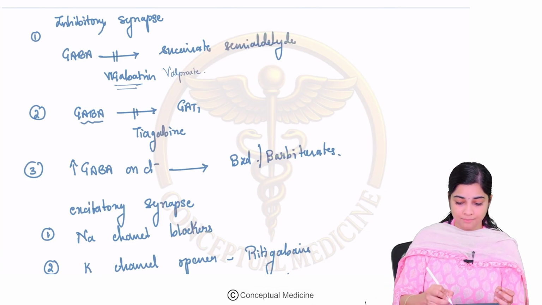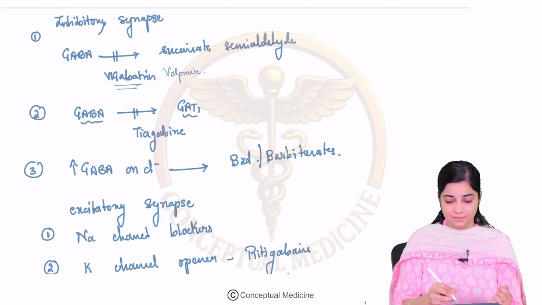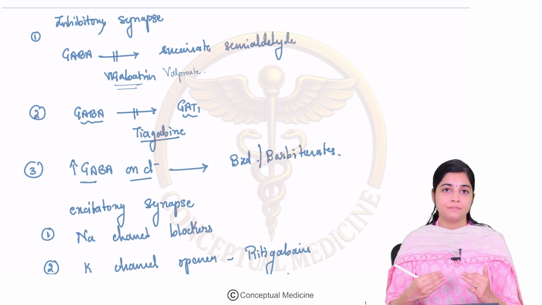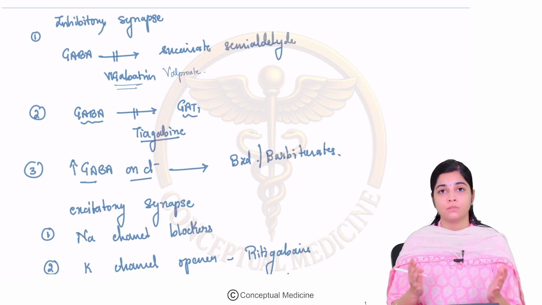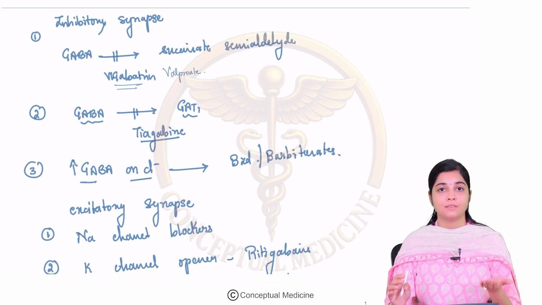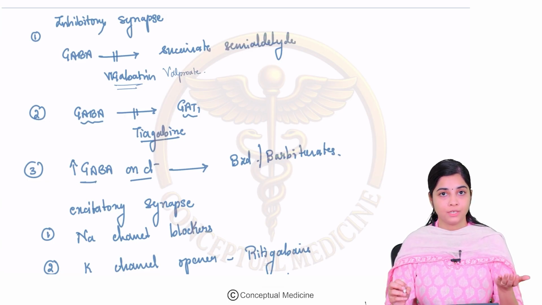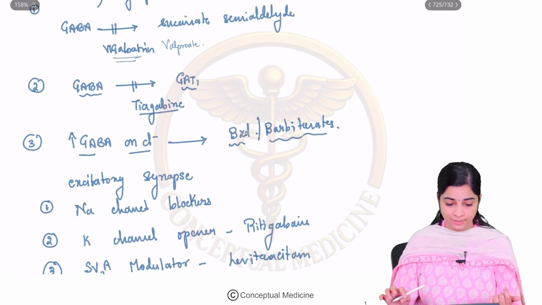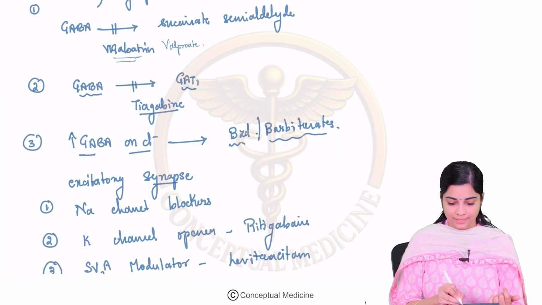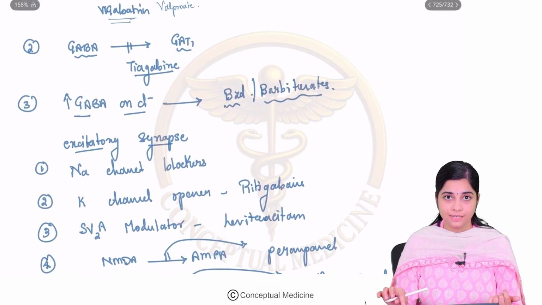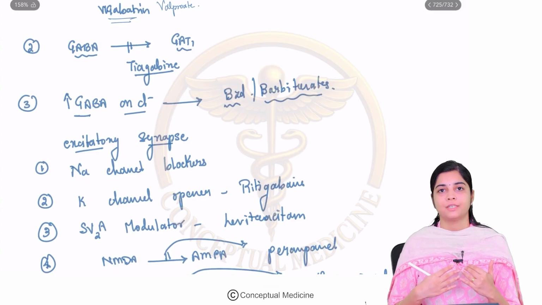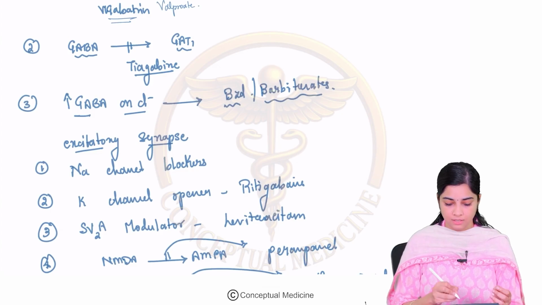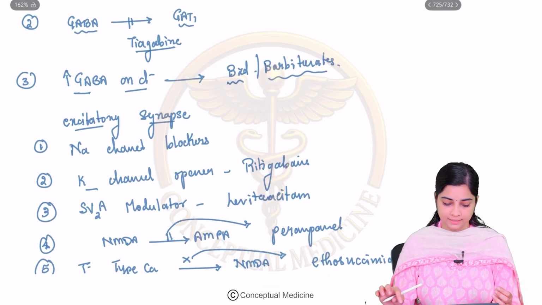Then GABA is taken up by GAT1 for recycling, that is inhibited by tiagabine. Then we increase your GABA activity on the chloride ion channel, increase your chloride ion channel opening, thereby stimulating your inhibitory synapse, and this is brought about by benzodiazepine and barbiturates. Okay. Then drugs acting on your excitatory synapse, we have sodium channel blockers, which was your huge list of drugs like your phenytoin, your valproate, lamotrigine, carbamazepine, oxcarbazepine. Then potassium channel opener is retigabine.